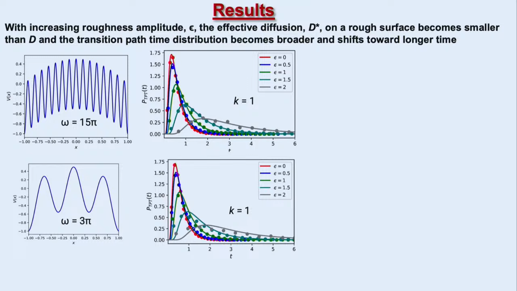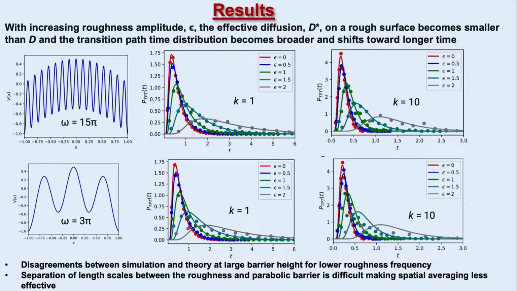We also looked into the effect of the barrier height. When we think about a high barrier height, the inverted parabolic potential changes much faster than the rough part, as a result of which the separation of length scales, which is very important for this theory to work, the separation between the roughness and the parabolic barrier, is difficult to attain, and in these cases spatial averaging is less effective. So this is a result of the conditions, and we found the transition path distribution.